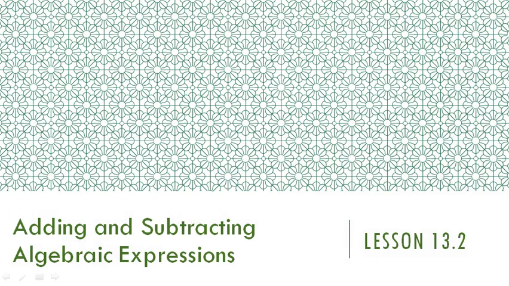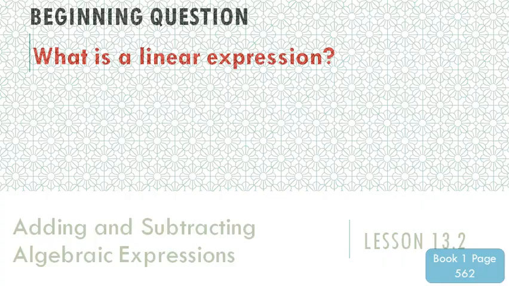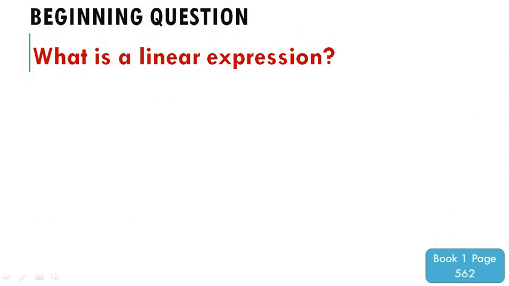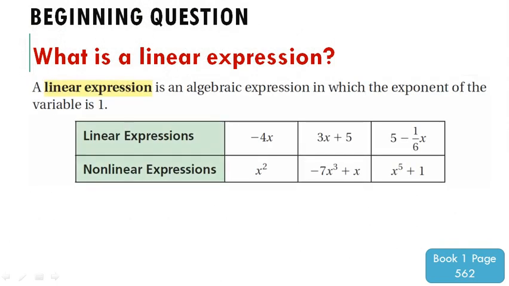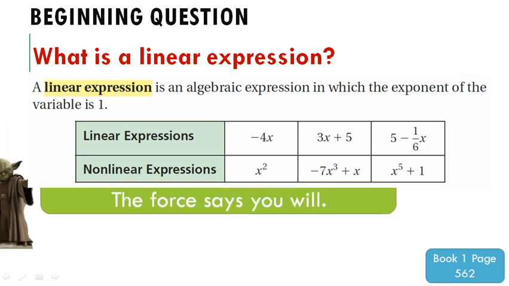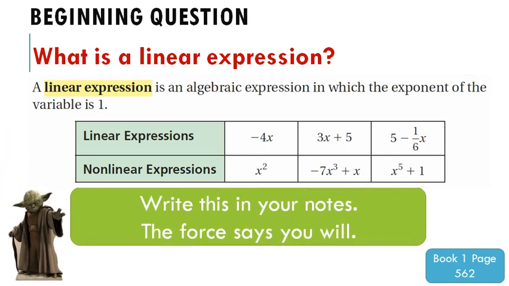Adding and subtracting algebraic expressions. What is a linear expression? A linear expression is an algebraic expression in which the exponent of a variable is 1. For example, linear expressions are negative 4x, 3x plus 5, and also 5 minus 1/6 x. Notice that the variables have no exponent, or rather an invisible 1 as an exponent.